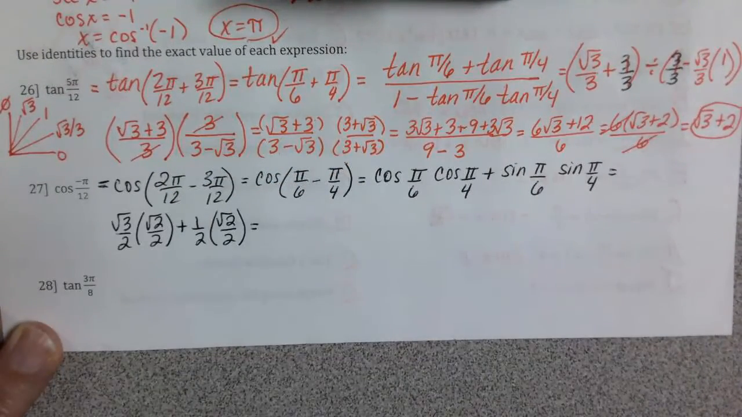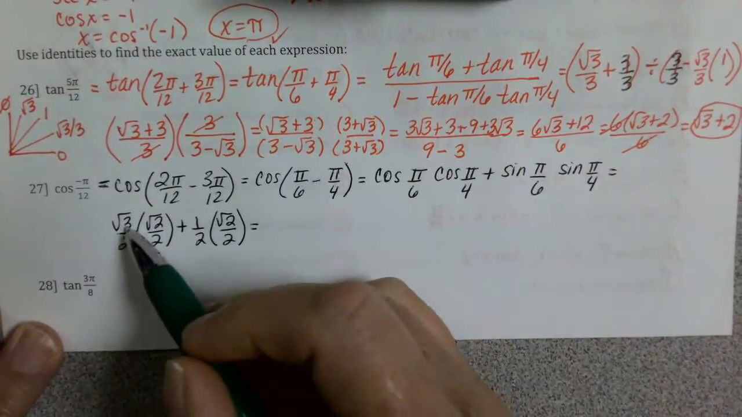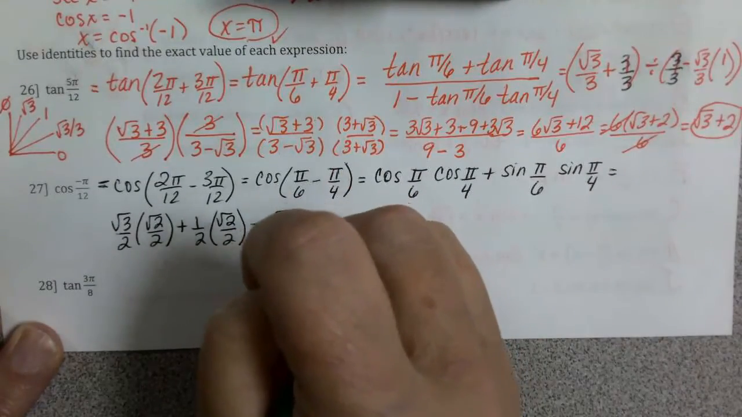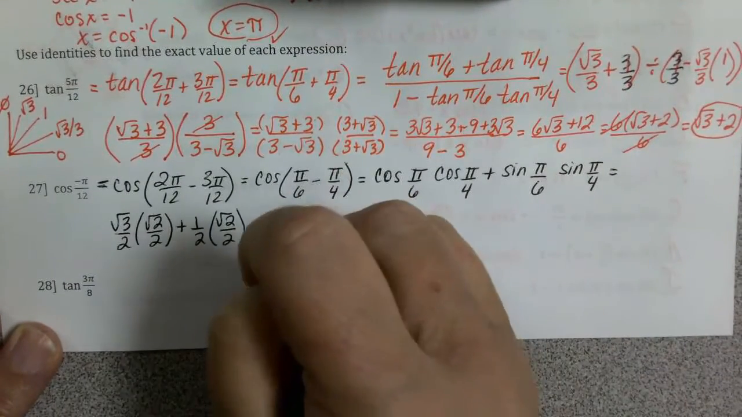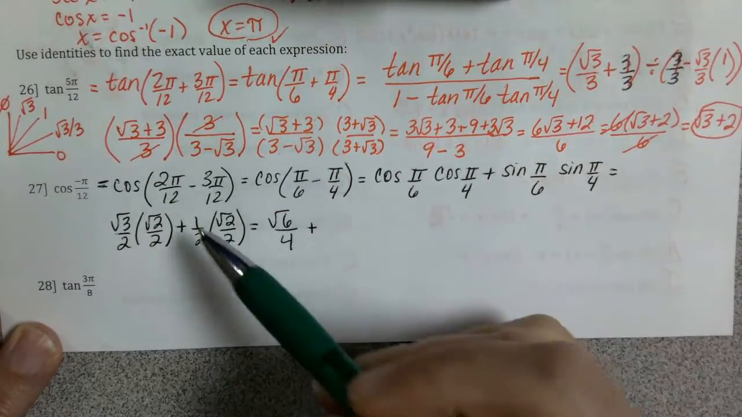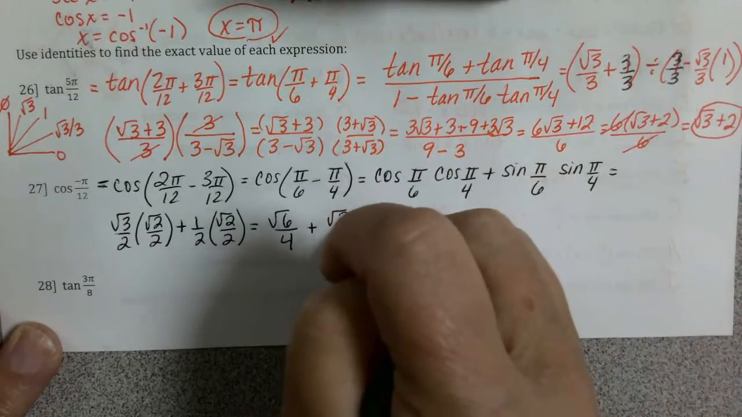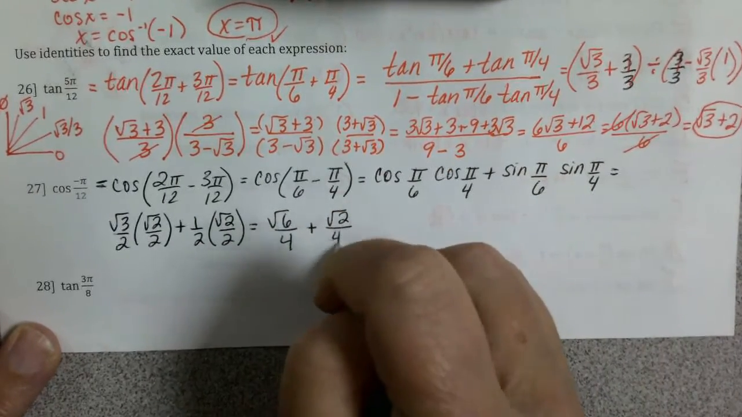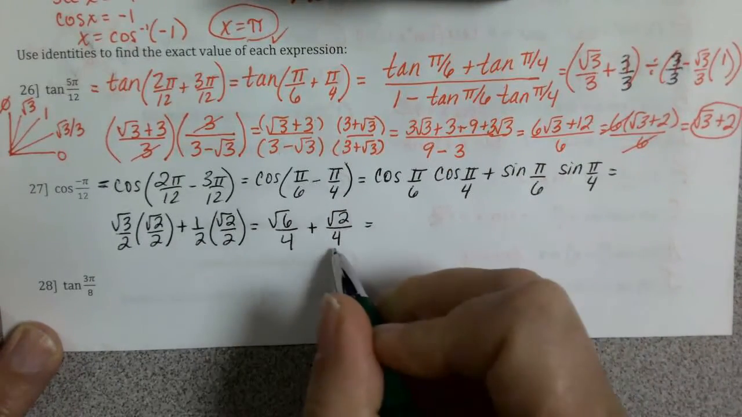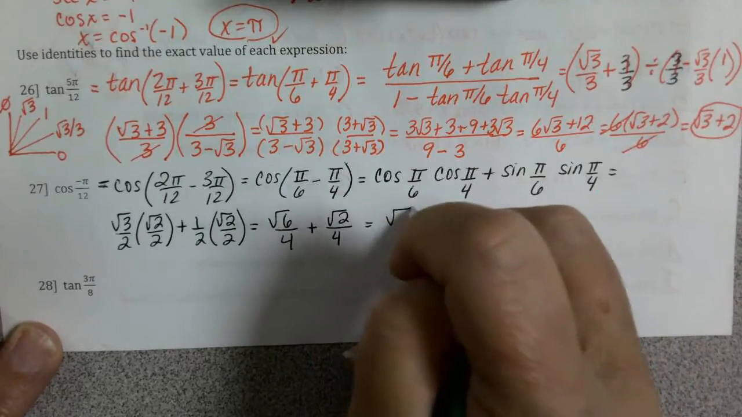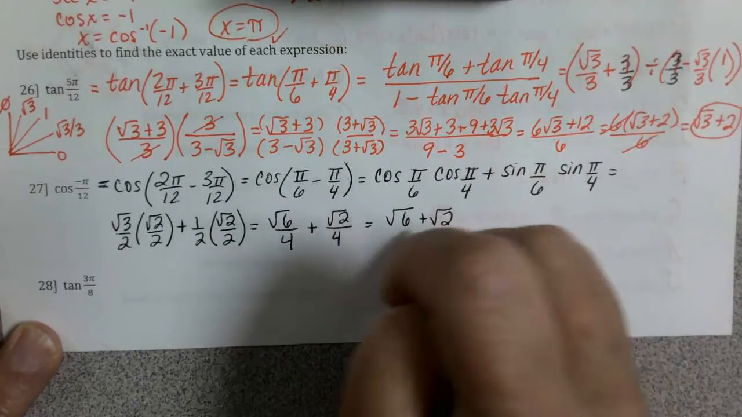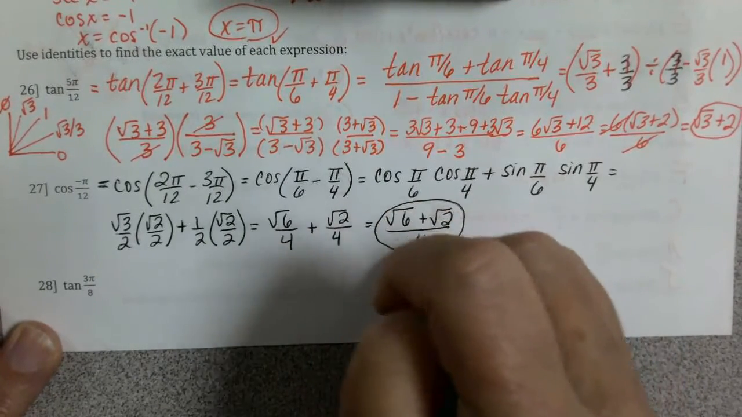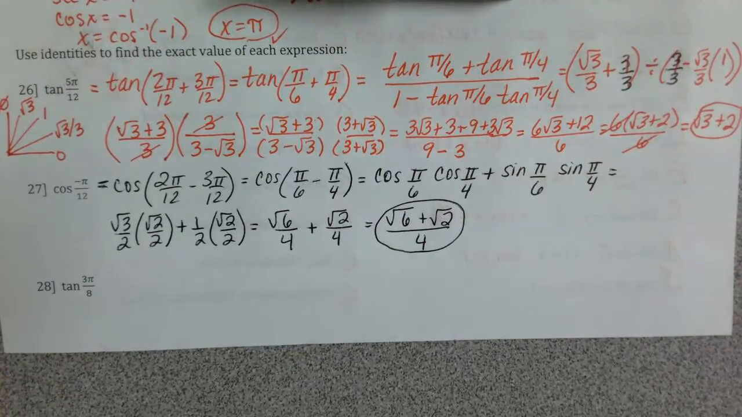root 2 over 2. So root 3 times root 2 is root 6, and 2 times 2 is 4. Then we have 1 times root 2 is root 2, and 2 times 2 is 4. The denominators are the same, so we can combine the numerators, and that would be the cosine of negative pi over 12.